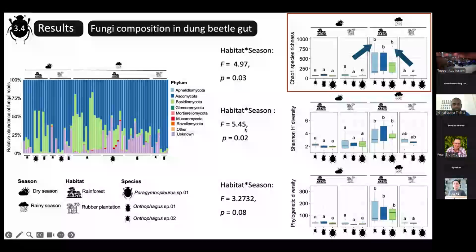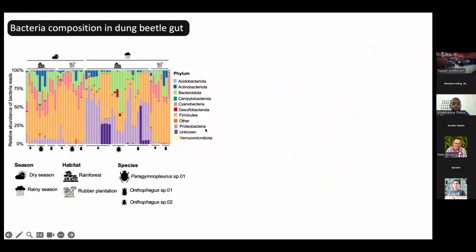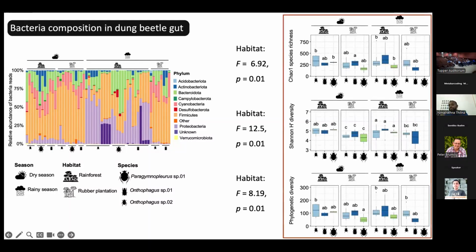When it comes to the bacteria composition, the relative abundance also shows a similar pattern. In the rainy season rainforest, the dry season rainforest and the dry season rubber plantation, the Firmicutes are getting more dominant. However, in the rainy season rainforest, Proteobacteria are getting more dominant compared with the other habitat and seasons. When you look at the diversities, unlike the fungi, the bacteria don't show any clear pattern, even though the habitat shows a significant effect.